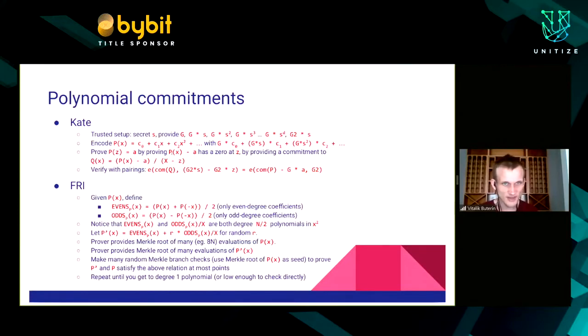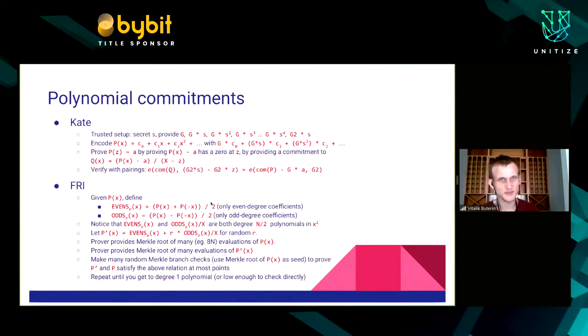And you can verify this equation with elliptic curve pairings, right? Here what we're doing is taking q, multiplying it by x minus z, then subtracting a, and checking whether or not you get p back. Dankrad, one of our researchers, recently wrote an article that goes into this in more detail, with a lot of really interesting and great math.